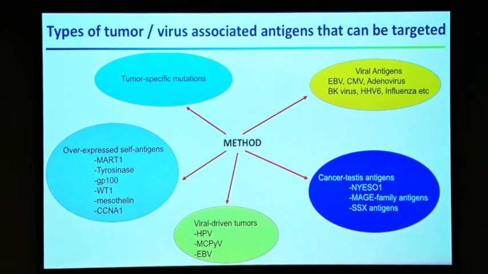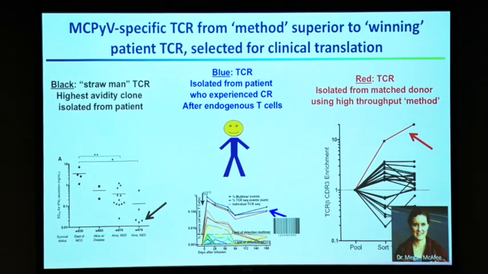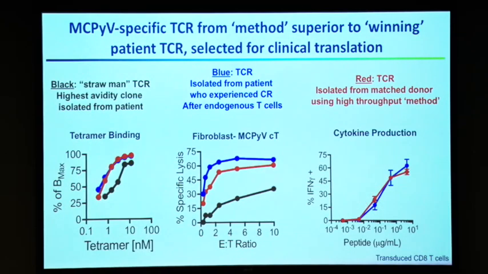This method we've been using for a number of different targets, including viruses. And for the Merkel cell polyomavirus, since we were going to the clinic, we had to find a high affinity T cell to translate, and we had three options. In black, what we call our straw man, which is a TCR of the highest avidity clone isolated from a patient, so with standard methods. In blue, a TCR isolated from the patient who experienced a CR after endogenous T cells, and we were able to show that the CR was mediated in part by the TCR that we isolated. And in red, isolated from the matched donor using our high throughput method.